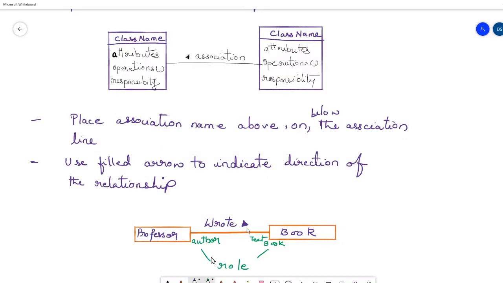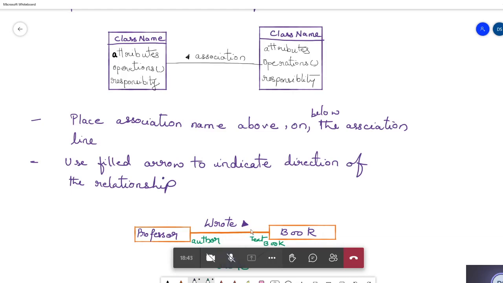Now, moving ahead, let's see what multiple inheritance is and how we represent it diagrammatically.